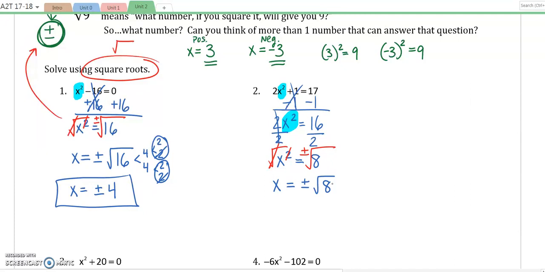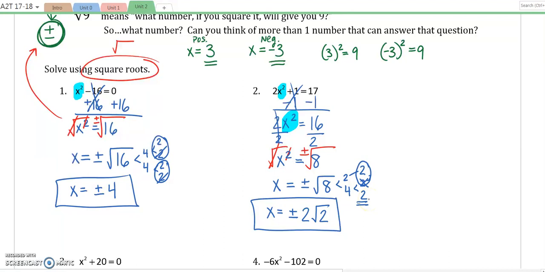Now, is 8 a perfect square like 16 was in the first example? No, it's not. So I am going to have to break this down and rewrite it as the simplified square root. So 8 turns into 2 and 4. And 4 will give me 2 and 2. So I have 3 2's. I only want pairs, so there's my pair. I'm going to cross out one of them. Now the plus or minus goes in front of this simplified square root. So I'm going to put the plus or minus first, and then that 2 comes out. And the one that's left over stays inside.